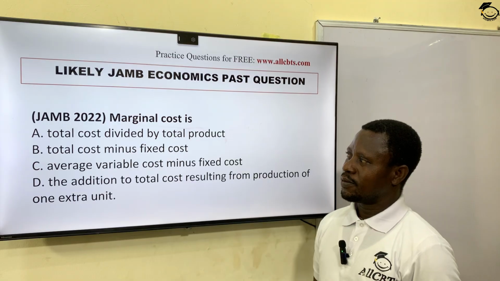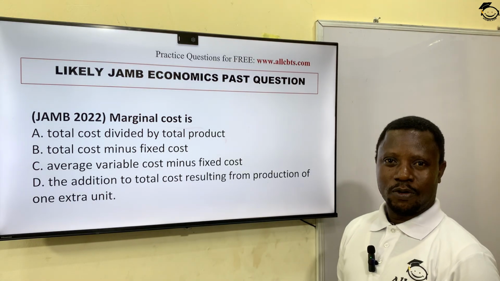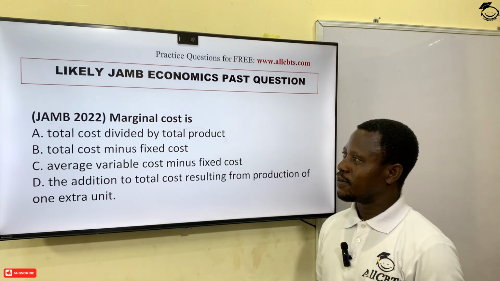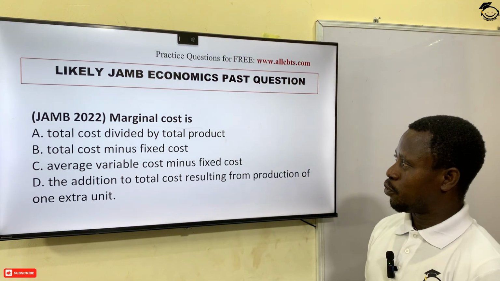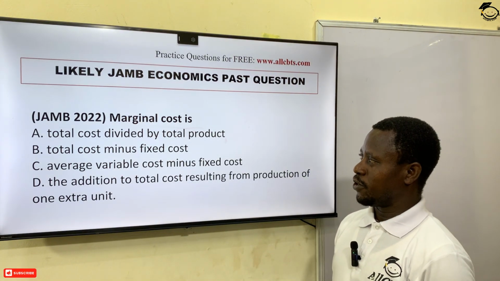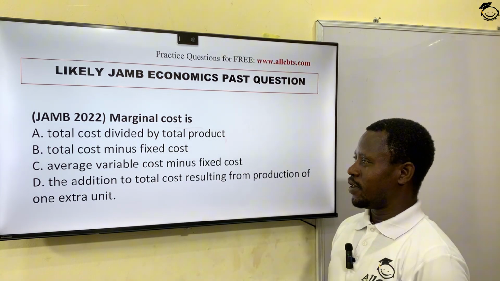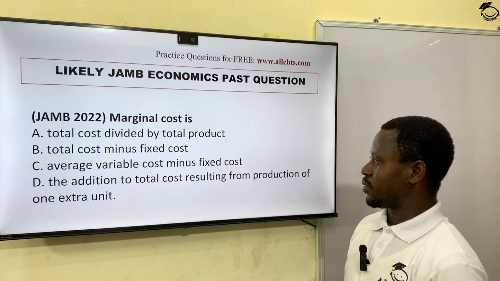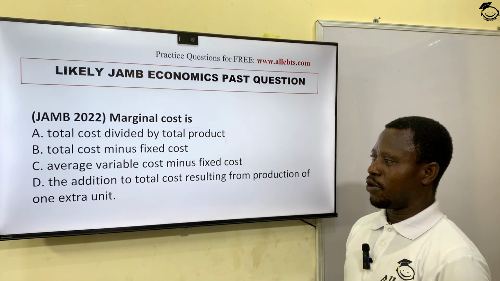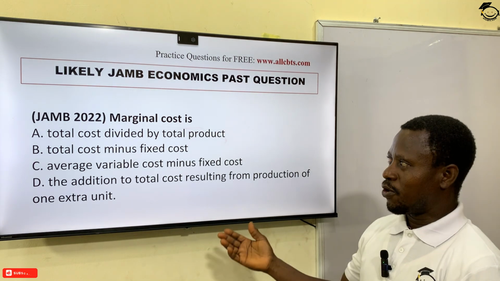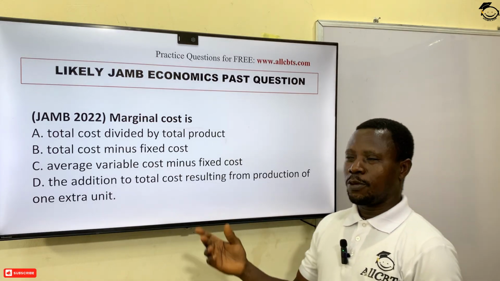Marginal cost is, in other words, what is marginal cost? Total cost divided by total product, total cost minus fixed cost, average variable cost minus fixed cost, the addition to total cost resulting from production of one extra unit. The correct answer to this question is option D.